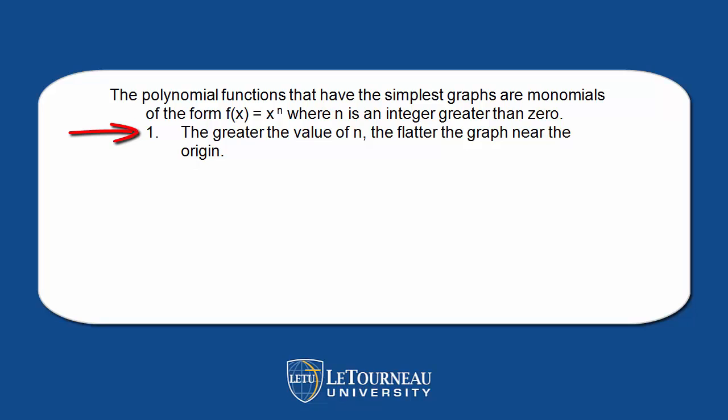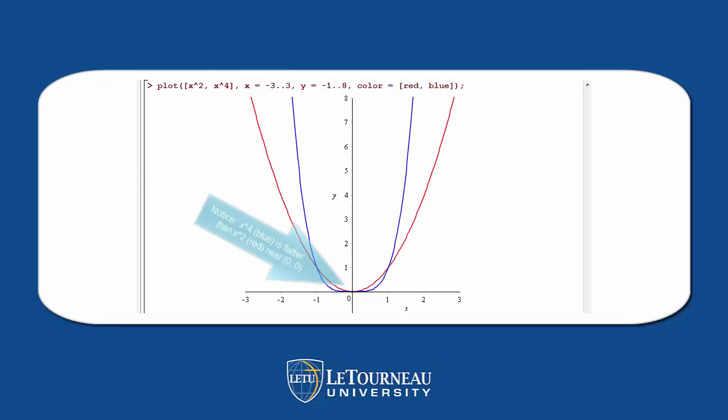Let's start with the idea that the greater the value of n, the flatter the graph near the origin. So Maple is going to graph two graphs for us. Let's wait for them to come up and we're going to take a look at them. All right, so you'll notice there that x to the fourth is flatter than x squared near 0, 0.